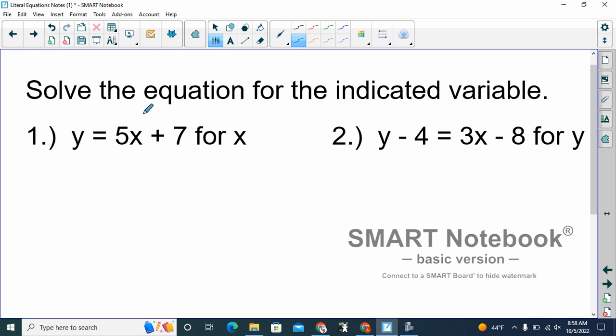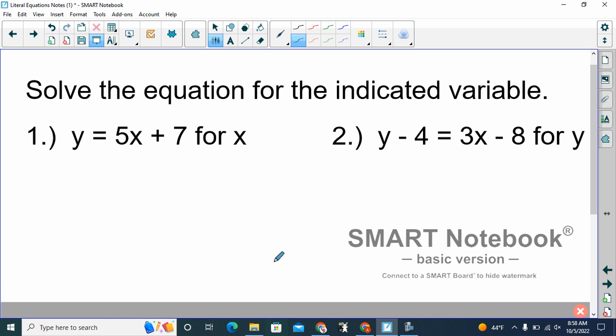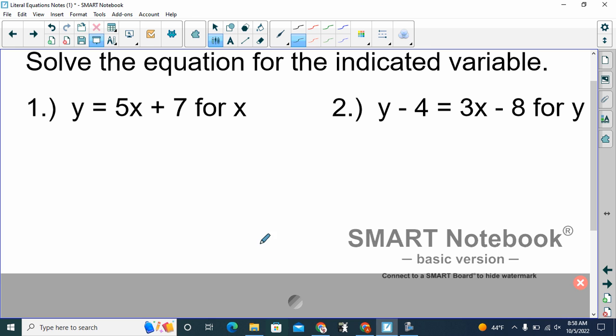This one asks us to solve for the indicated variable. Solve each equation for the variable that's given. Number 1, we are given y equals 5x plus 7, and it tells us to solve for x. Y equals 5x plus 7, and we are solving for x.